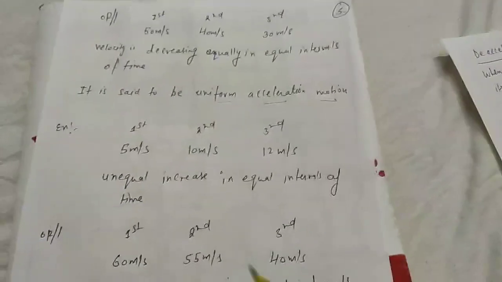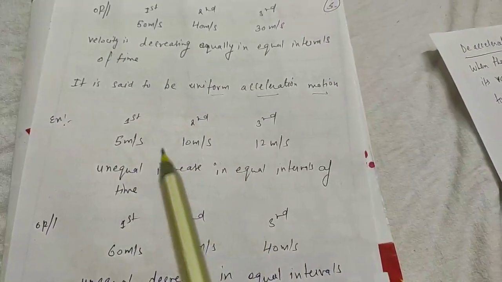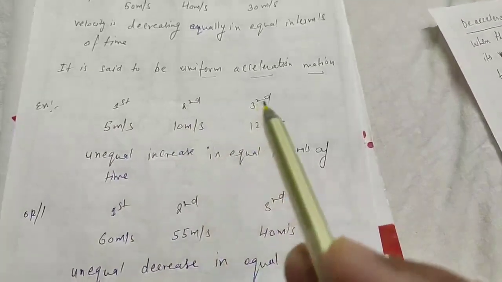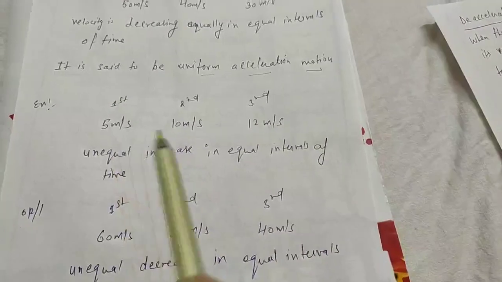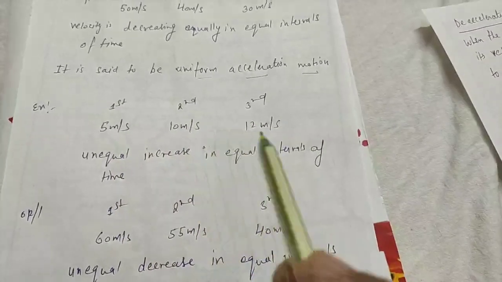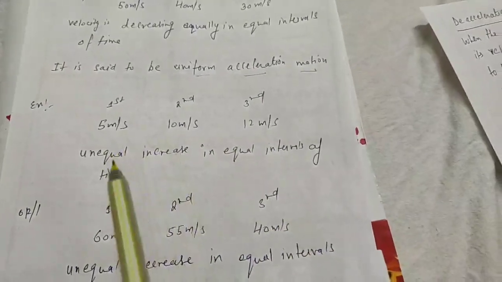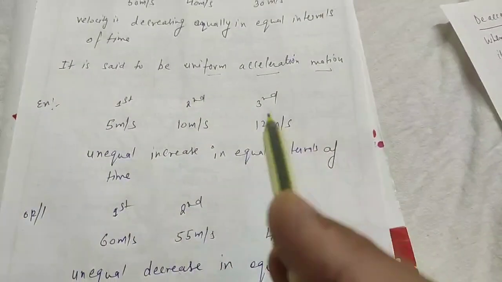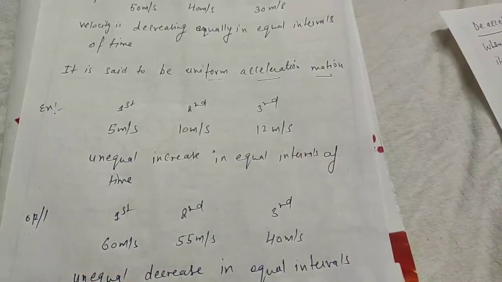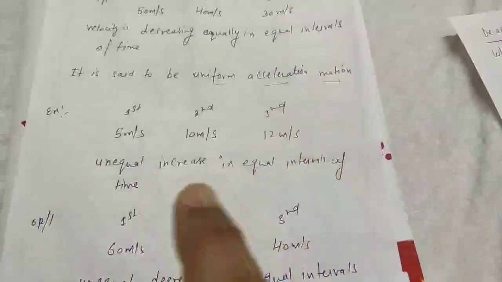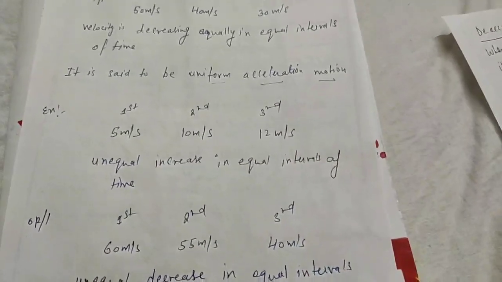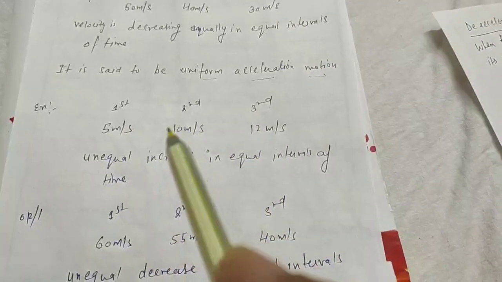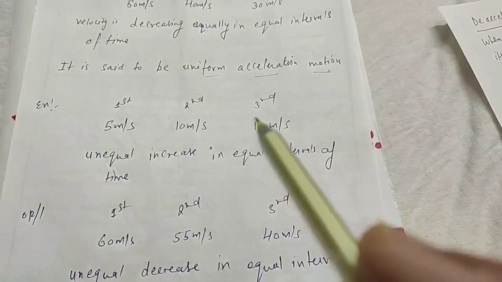Clear? Now this is just the opposite of the above one. Suppose in the first second the speed is 5, then in the second second it is 10, but in the third second it is 12. So the increase is how much? 5, but the increase here is 2. That means the unequal increase is there. This is an accelerated motion, because accelerated motion means when the velocity increases. But what kind of increase is there? Unequal increase. Clear? 5 meter per second is increasing, but here 2 meter per second is increasing.